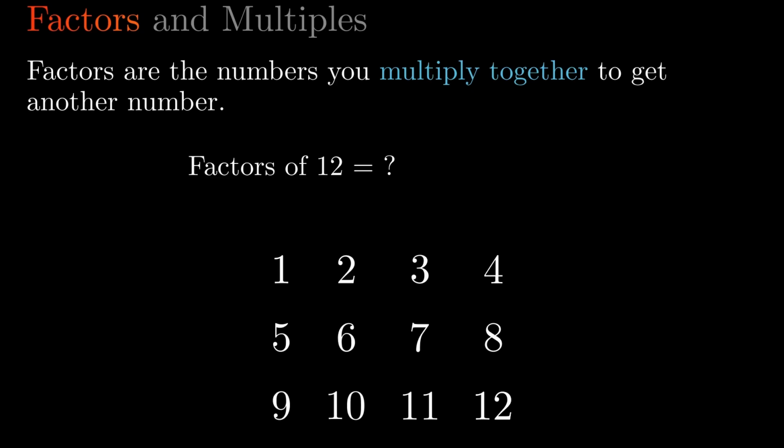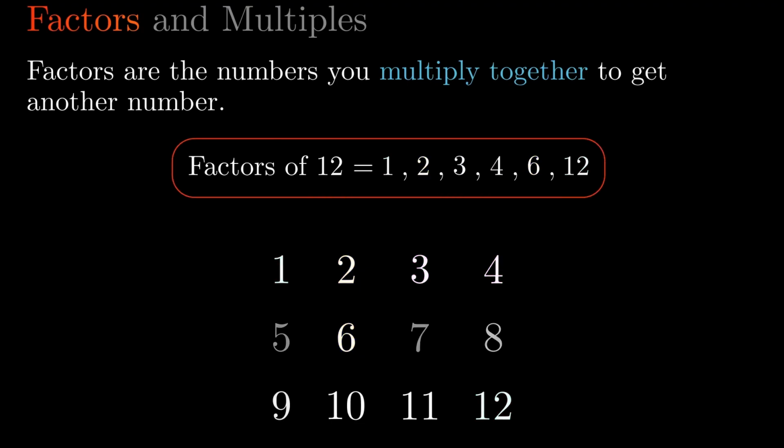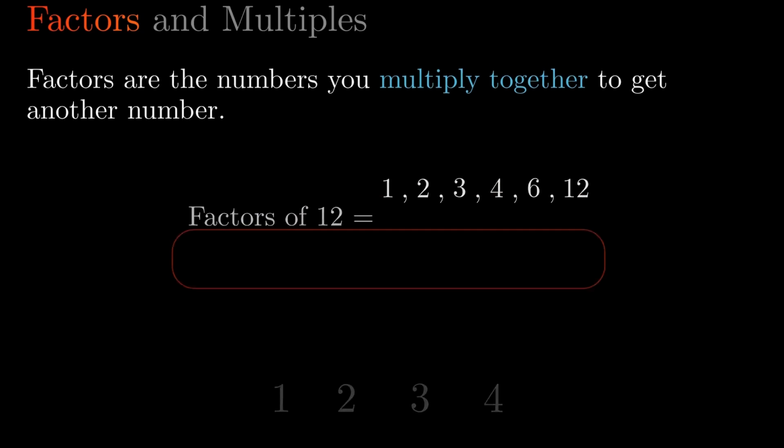Well, we can always do 1 times 12. What else? We can do 2 times 6, and we can also do 3 times 4. So the factors of 12 are all those numbers we used. 1, 2, 3, 4, 6, and 12. A key thing to remember is that factors are a finite list. They are all less than or equal to the number.